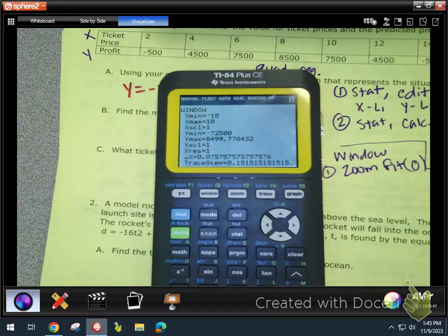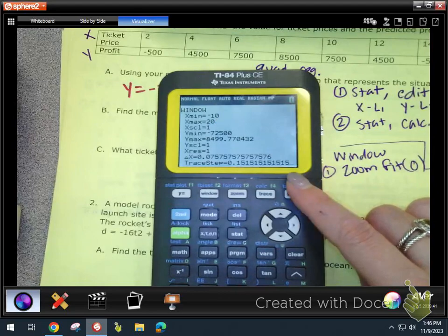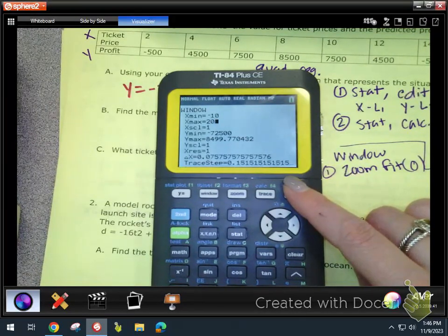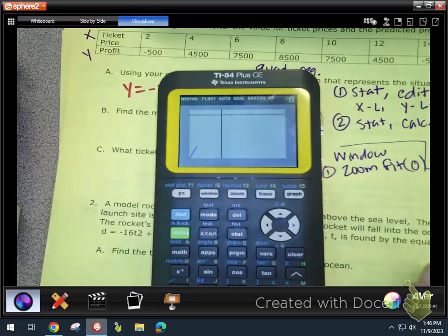Honestly, I don't jump super big on X minimums and maximums. Let's try 20. This is kind of a guess and check type of thing. So change your X maximum to 20. Press window, then just press graph again. Again, you shouldn't have to change your X minimums or maximums. You shouldn't really go bigger than 100 and negative 100 that I will see.